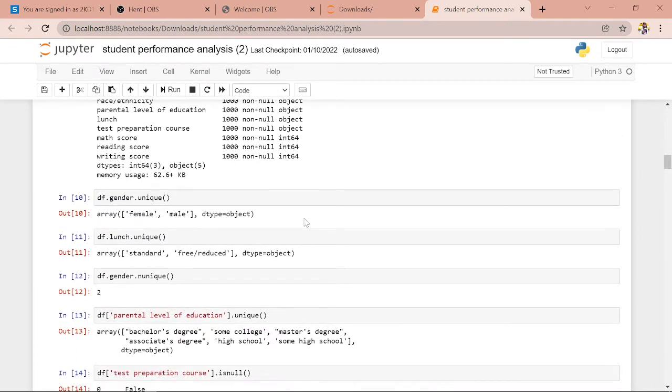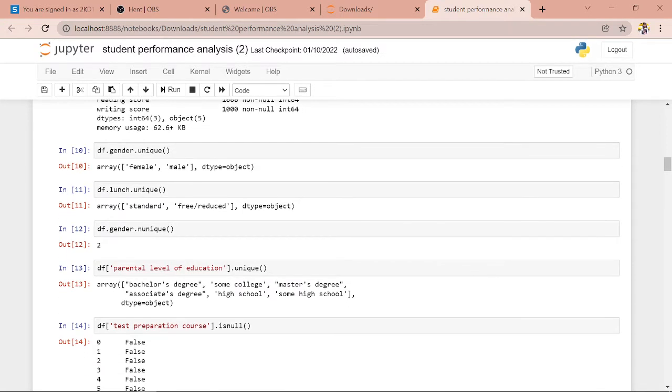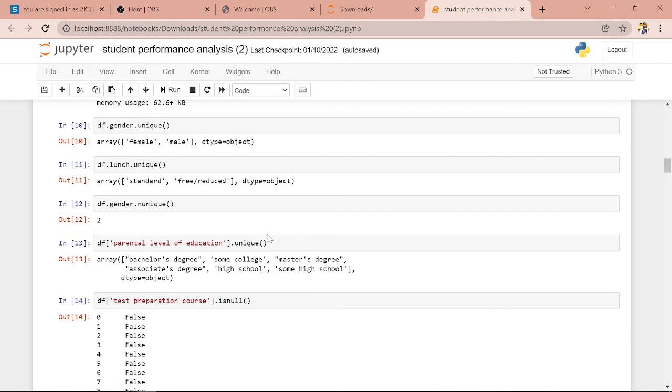And df gender unique, in gender only female and male, data type is object. In lunch, unique values are standard or free or reduced. Standard and free or reduced, data type is object, same. Gender nunique, nunique refers to the numerical count of unique values. Here gender unique values are female and male. The nunique count of unique values, there are 2, that's it.